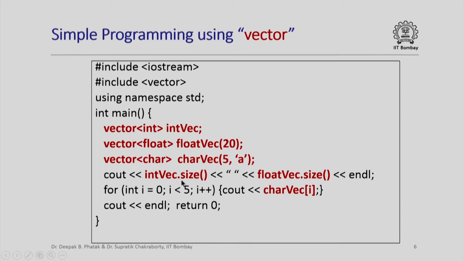Now, the vector class provides you this member function called size, which will actually give you the number of elements in the vector. So, in this case, if I print out int_vec.size and float_vec.size, I will get 0 and 20 respectively. And of course, here if I print out the elements of char_vec, note how I am accessing the elements of char_vec just like I would access a normal array. So, this is another interesting feature of the vector class.